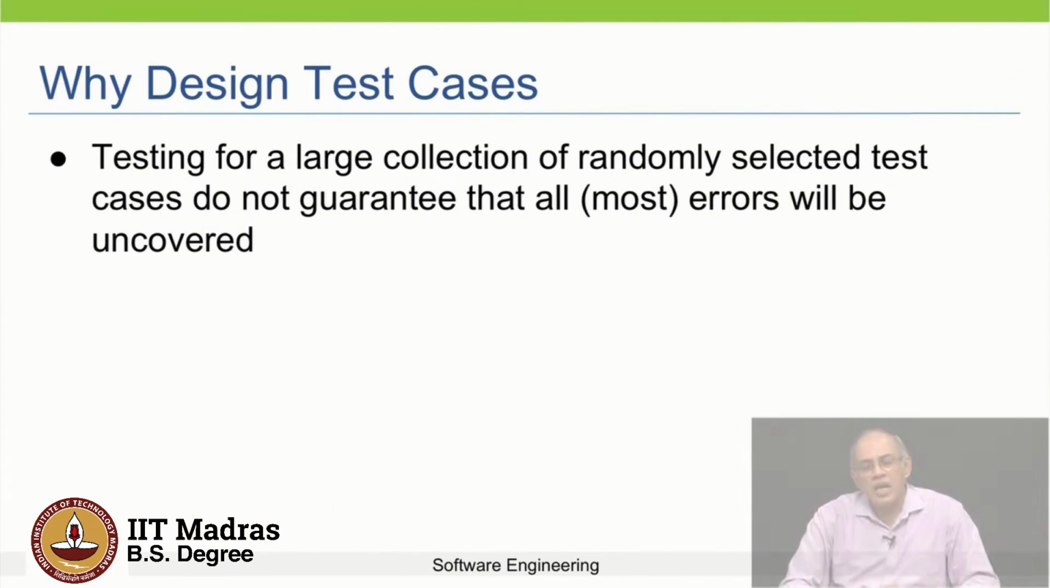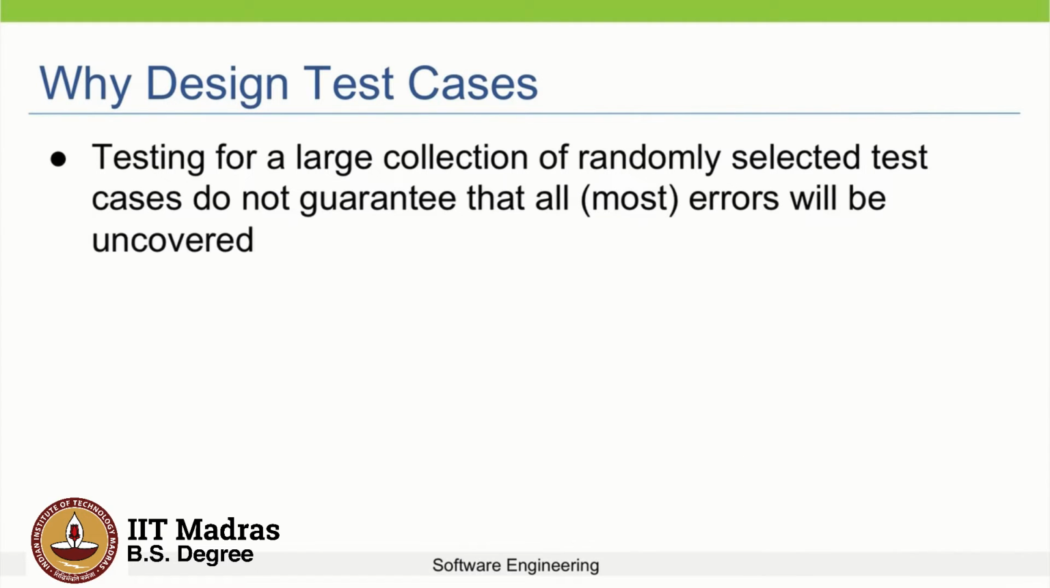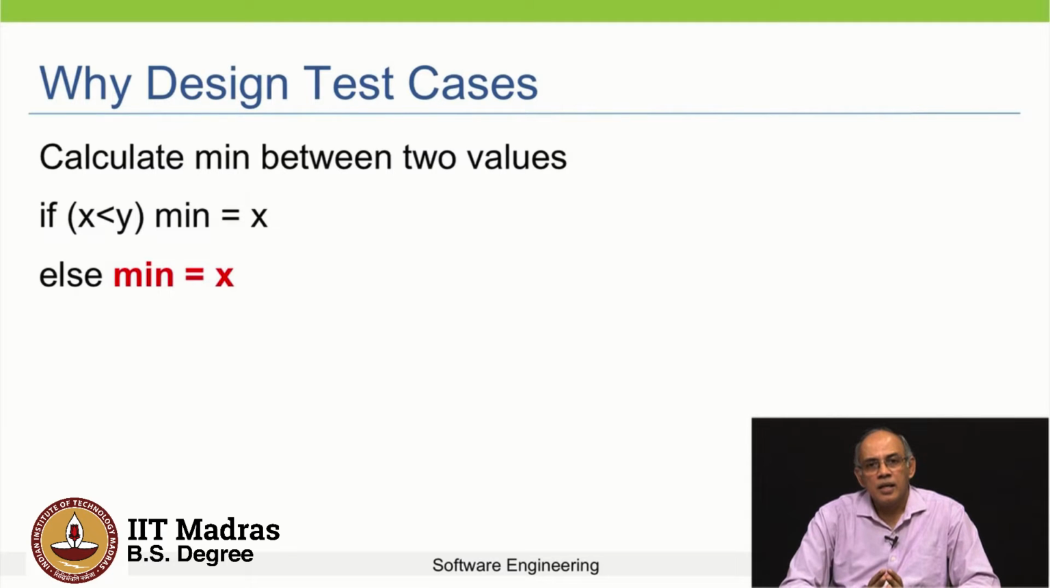So, it is necessary to design test cases for many reasons. One of them is, if we test for a large collection of randomly selected values or test cases, it does not guarantee that you have caught most of the errors. Why not? Let us consider this simple program which calculates the minimum of two values. Okay, we are comparing two values x and y. If x is less than y, then the minimum should be returned as x, else the minimum should be returned as y. This is the correct program. Now, let us say there is an error in the program, and in the else statement again it says the minimum is equal to x.